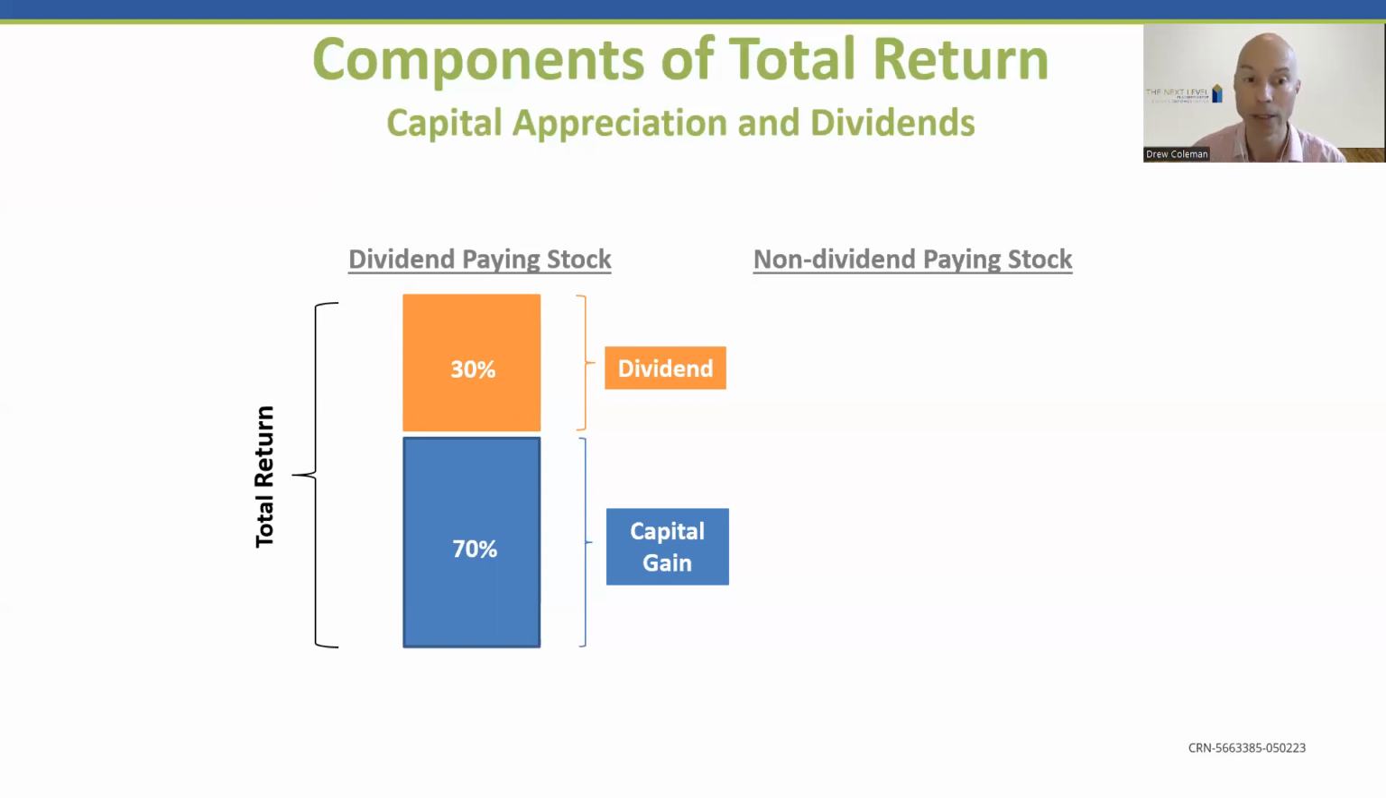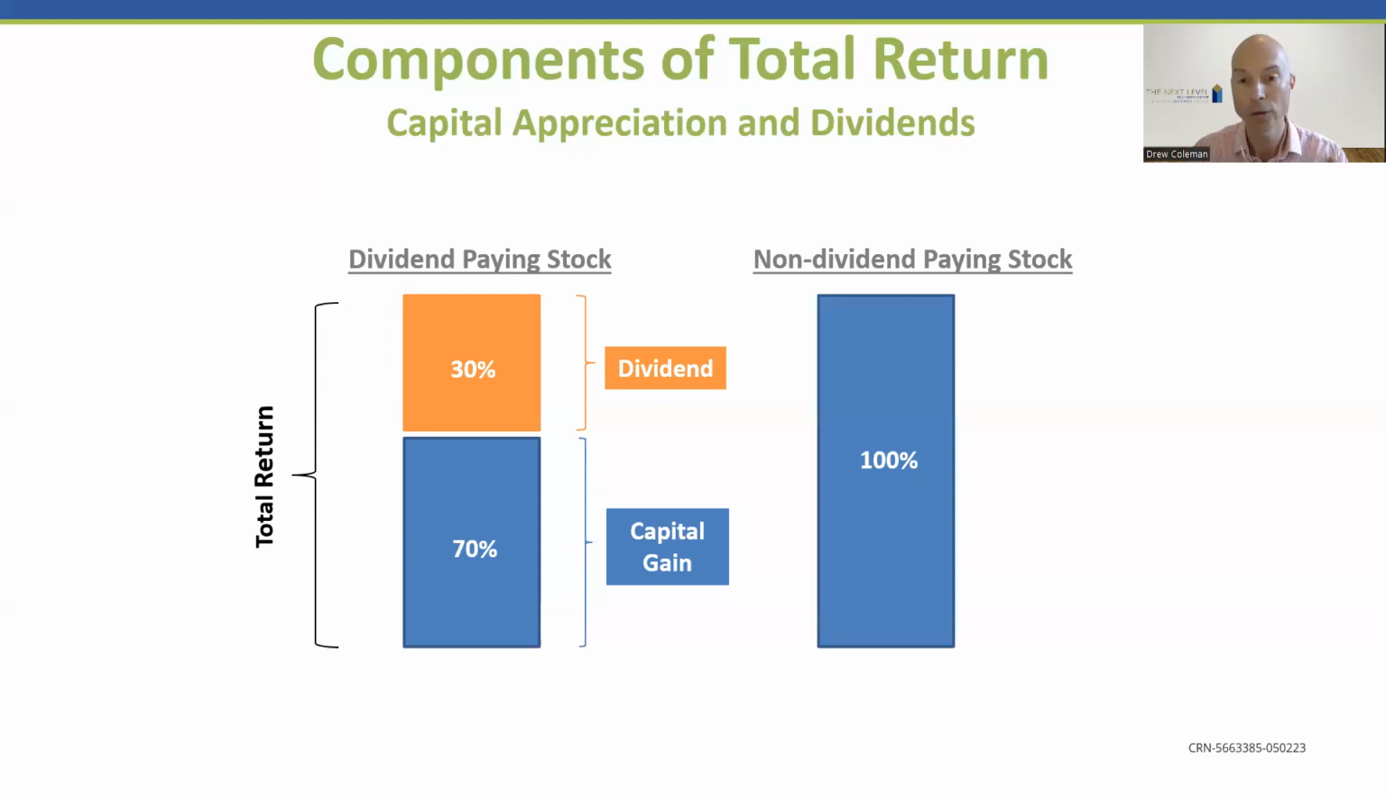Some are non-dividend paying stocks. And there, the source of return is purely capital appreciation. It's purely the growth of the stock price. Examples of non-dividend paying stocks are Amazon and Berkshire Hathaway. These companies like to reinvest back into the company all of their profits to use for future growth.